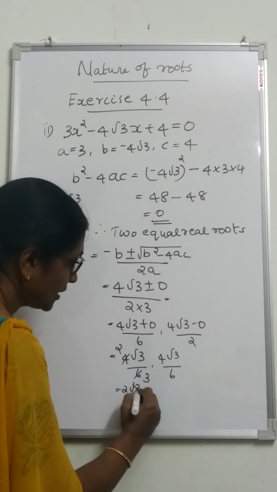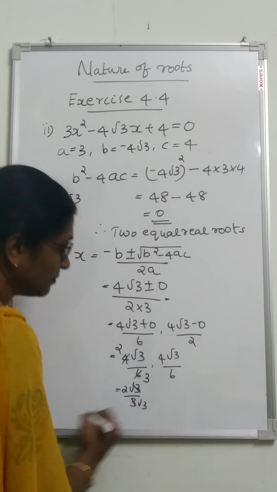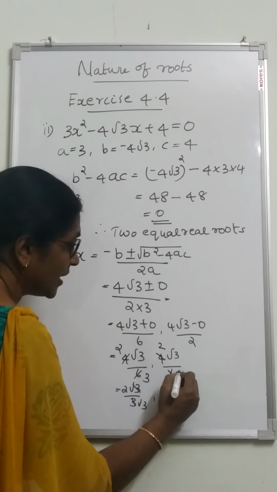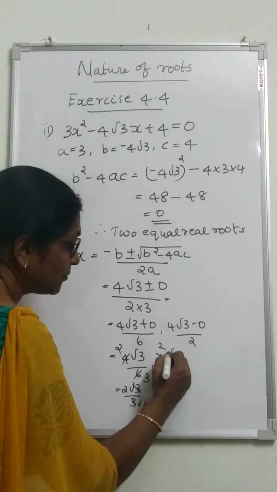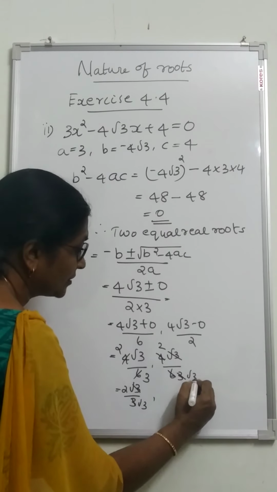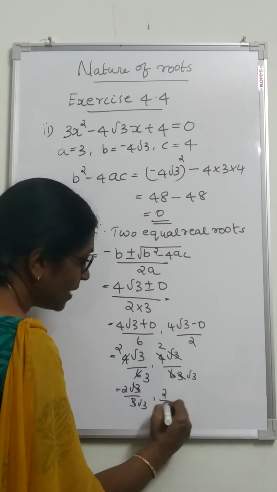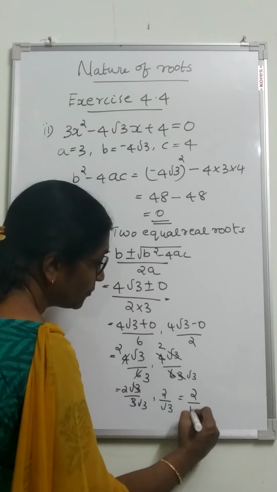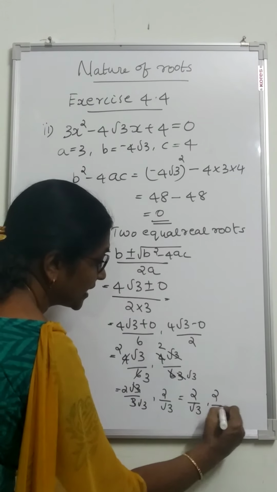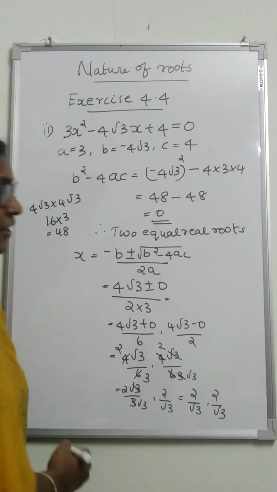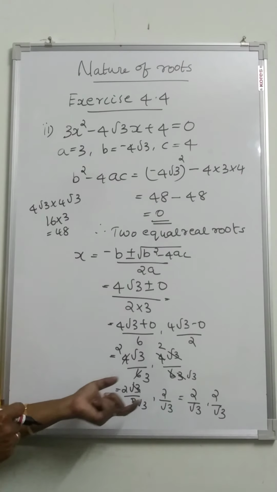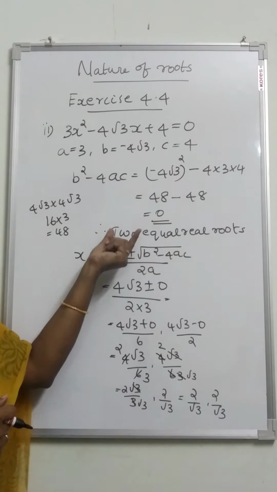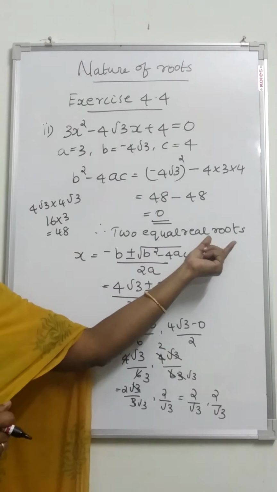This 3 root 3 cancel root 3. Clear? Here 4 and 6 cancelled. 2 and 3. Here 3 and root 3 cancelled. Here root 3. The roots are 2 by root 3, first root, and second root again 2 by root 3. Clear? That is b square minus 4ac is equal to 0. We get two equal real roots.